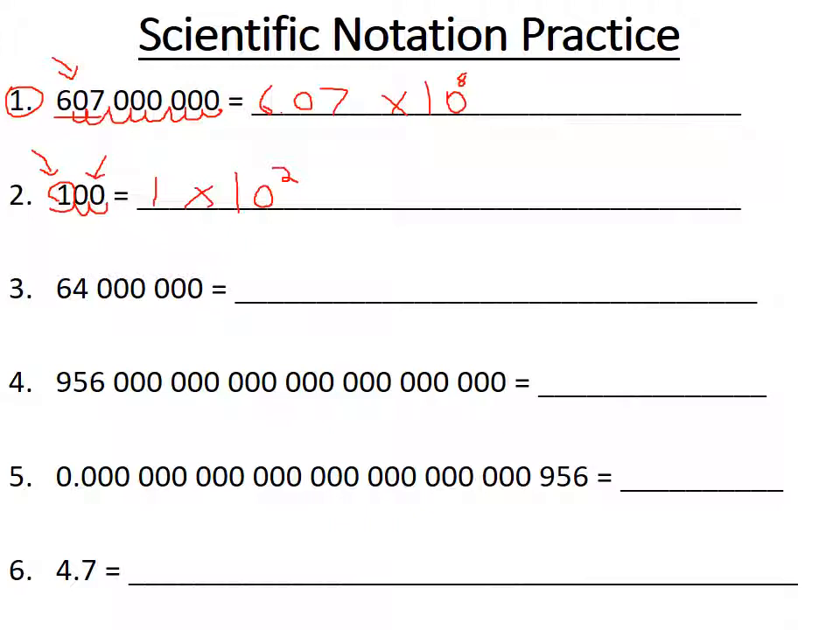So if you put this in your calculator, just a reminder, when you do the 1 times 10 to the power of 2, you're just going to get 100. They're the same thing. It's just that one is written in scientific notation and one is written in standard notation.